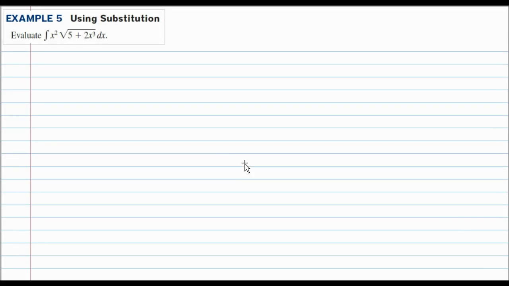This is the screencast for section 6.2, example 5, using substitution. So we're going to use substitution again. As you can see, I have the antiderivative of x squared times the square root of a function. So this is definitely a composition function.